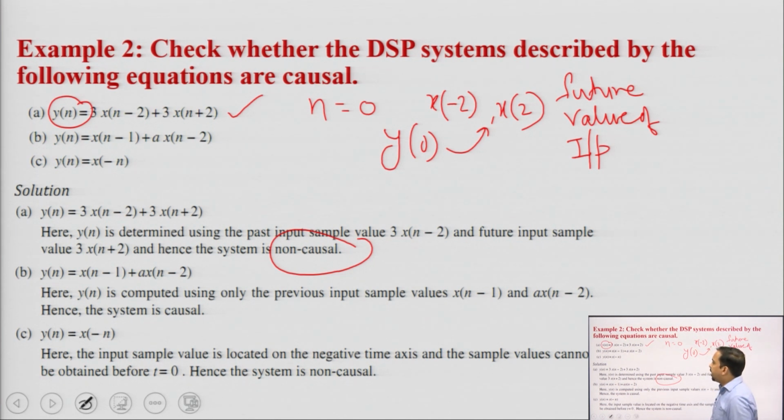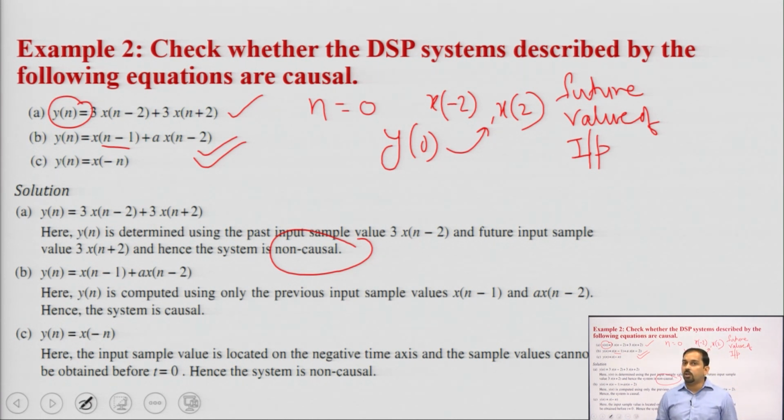Let us see the second case: y[n] equals x[n minus 1] plus some constant a multiplied by x[n minus 2]. Clearly, in this expression, for all values of n, let us put n equal to 0. We get x[minus 1] and x[minus 2]. So, naturally it is a past value. So, we can say it is causal.